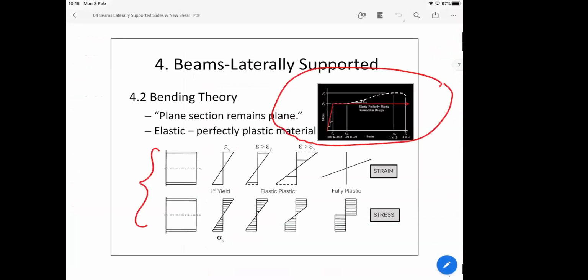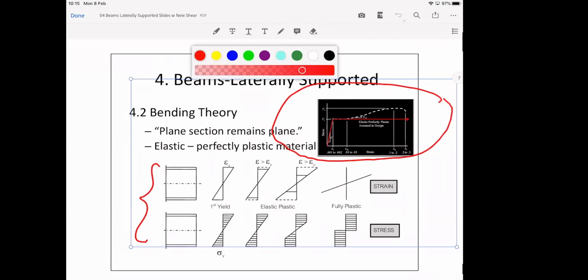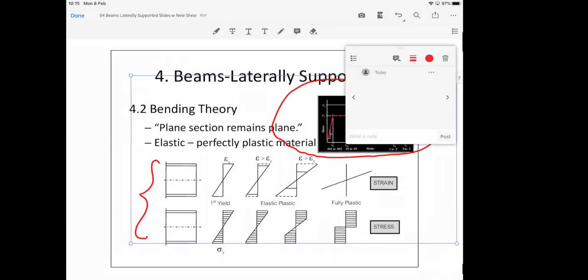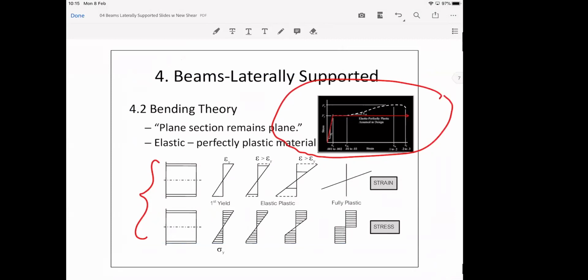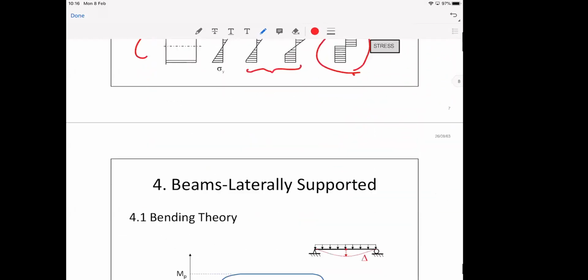Okay, so we're back here. You see that when you begin to go beyond the yield strain here, what is going on? When you begin to go beyond the yield strain here, that's when things go bad. And then actually we do not care about the intermediate stage. We only care about when we reach the full plastic. Okay.